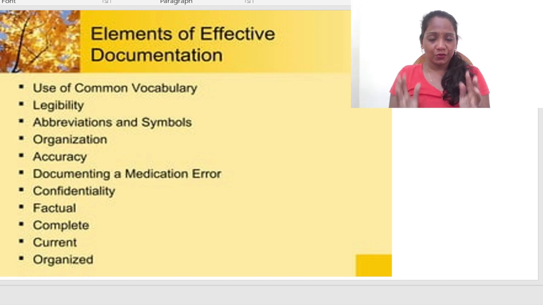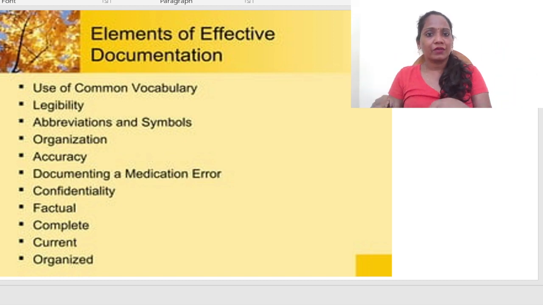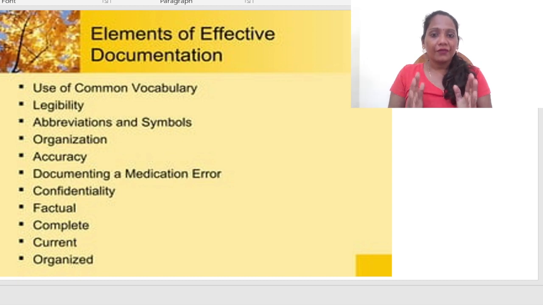And next one is, it should be a factual one, legally evident. When you write or document or fill anything, that should be factual. If you have not given the injection or the tablet, but you have written that you did, that will become false information. So it should be factual.